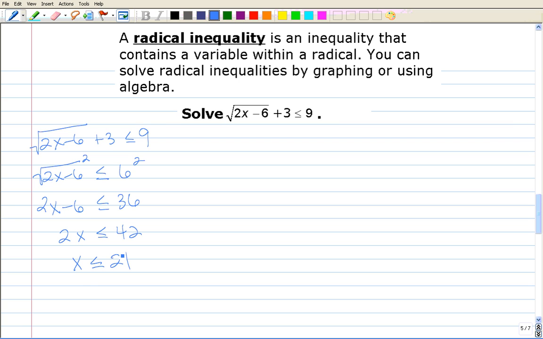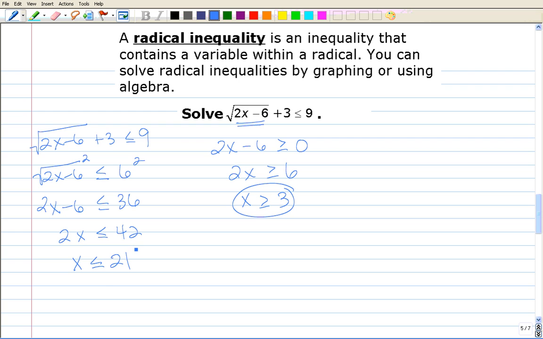But we're not done here. There's something else that we have to consider. Because this is a square root, we cannot have the square root of a negative number, so we need to make sure that 2x minus 6 stays greater than or equal to 0. That way we don't have any imaginary numbers involved. So I'll add 6 to both sides and divide by 2.